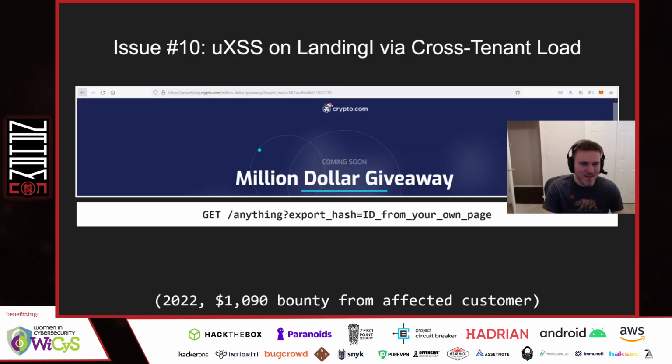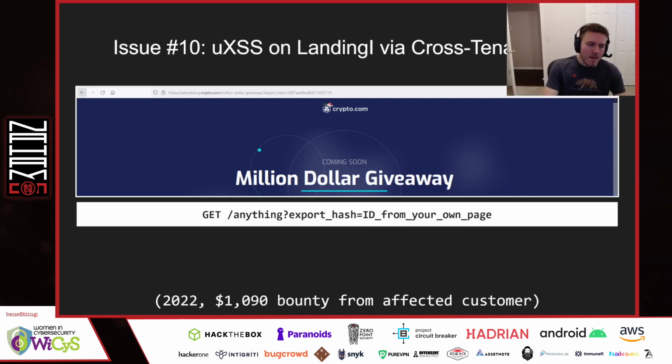So here's another one. There's a ton of similar issues in a row, but universal XSS on Landingi via cross-tenant load, right? So basically for this one, when you're creating a landing page on Landingi, you can preview your page on your own website, and it gives you this parameter called export hash, right? So if I make my website and I want to preview it before it goes live, it says, okay, use this parameter and preview your website using it, and then you can see what it looks like, right? But the issue with this is that it basically let you do it for any tenant. So on advertising.crypto.com, we're able to just append export hash or whatever, and there wasn't actually a $1 million giveaway.